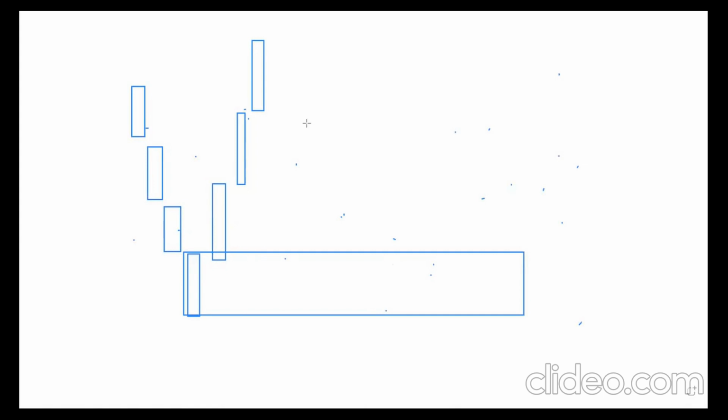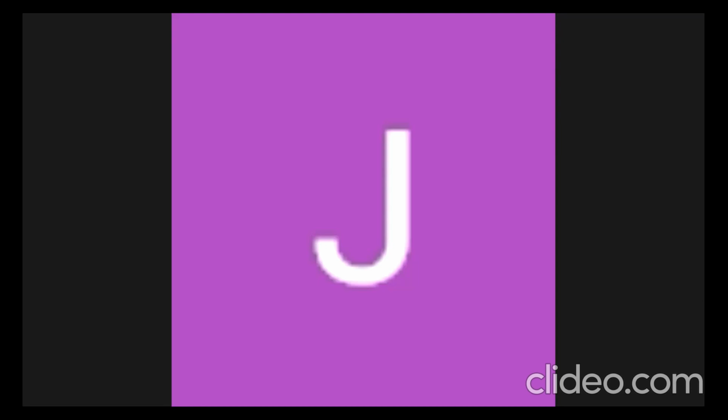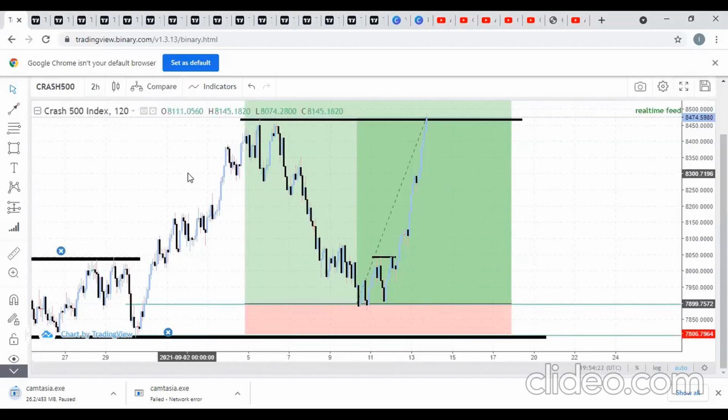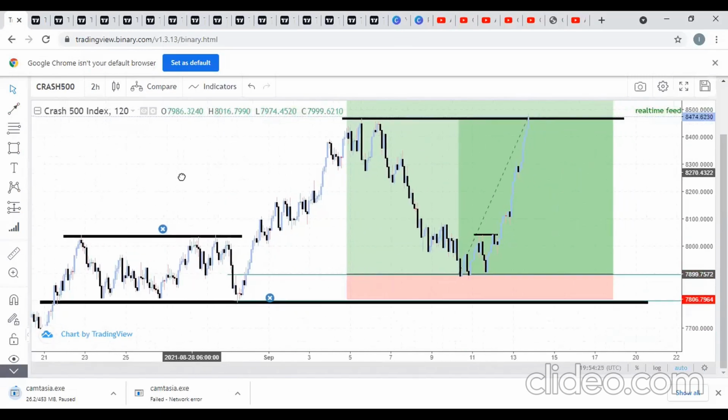So let's look at an example. I think we have a typical example here. Right, I think we have an example on Crash 500. So this is basically the Crash 500 chart.